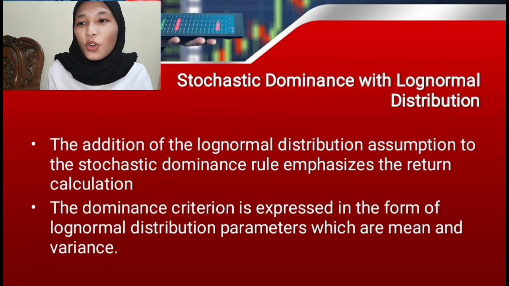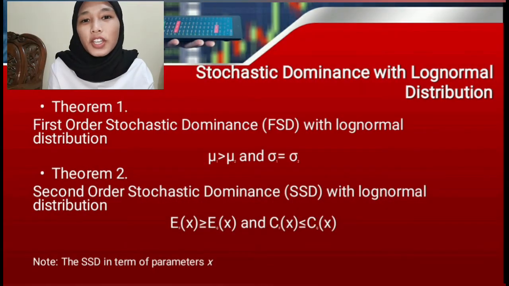The addition of the log-normal distribution assumption to the stochastic dominance rule emphasizes the return calculations, and then the dominance criterion is expressed in the form of log-normal distribution parameters, which are mean and variance. There are two theorems of stochastic dominance with log-normal distribution. The first one is first order, and the second one is second order.